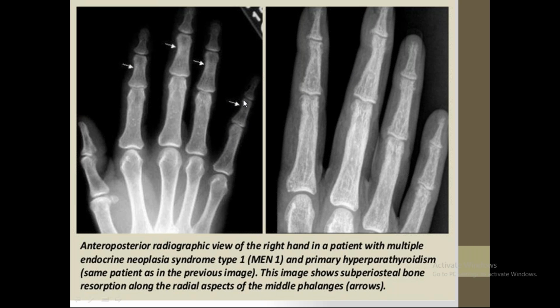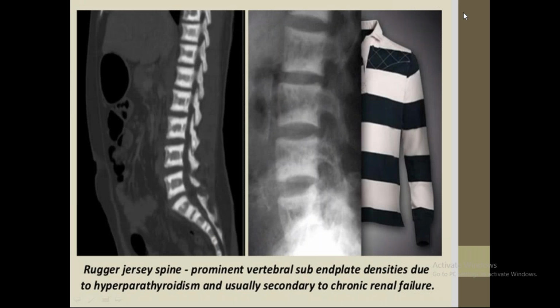Normally, this is supposed to be straight. Since the bone resorption is there, this appears curved. Here you can see it curved. There's one more characteristic finding called Rugger-Jersey spine.